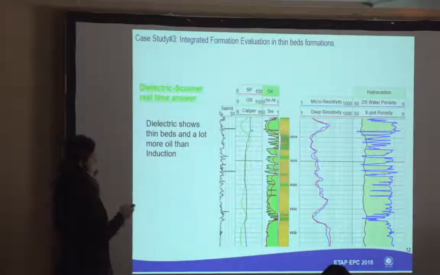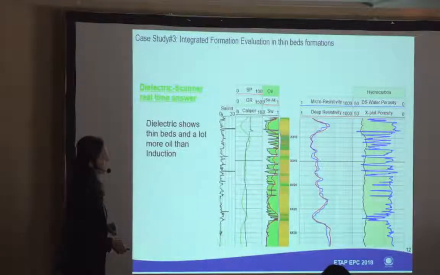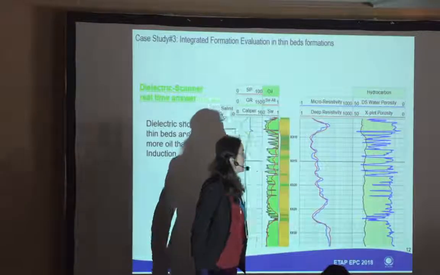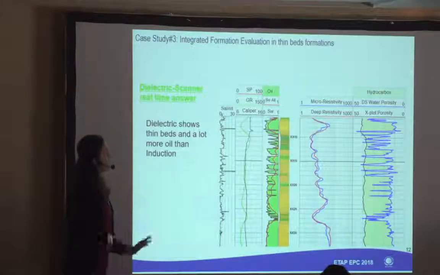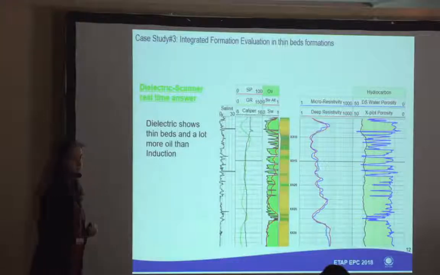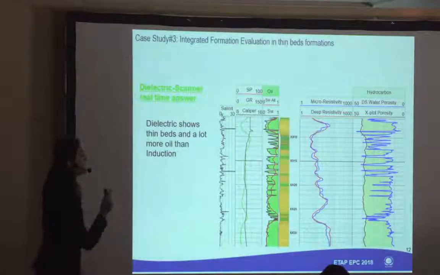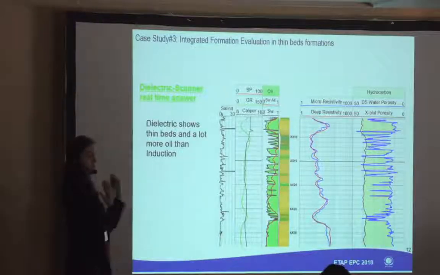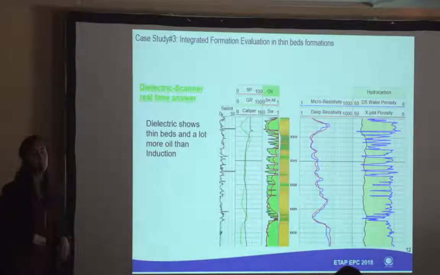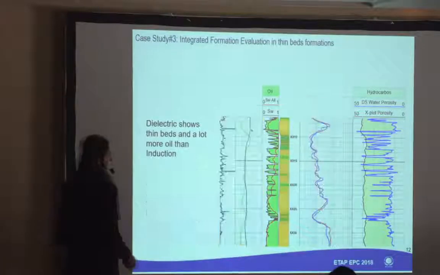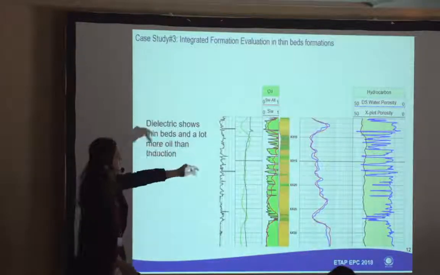The third case study shows a reservoir where we had the dielectric as well in the first track. We have the total porosity in black from the neutron density, good porosity. The blue is the water filled porosity from dielectric. It shows some lamination since it has high vertical resolution. We see the difference between the total porosity and the water filled porosity. The deficit is actually the hydrocarbon filled porosity. So we see that we have hydrocarbon porosity.